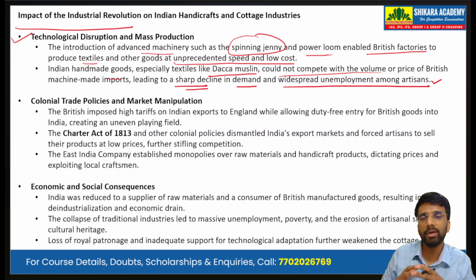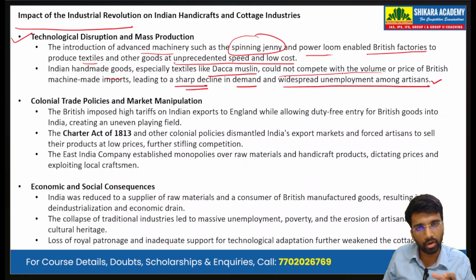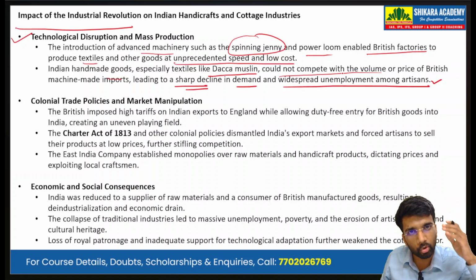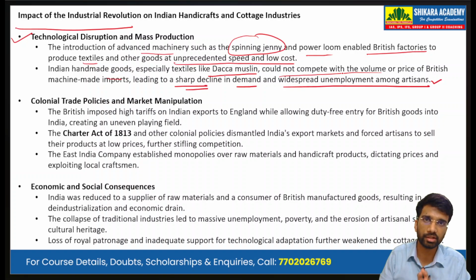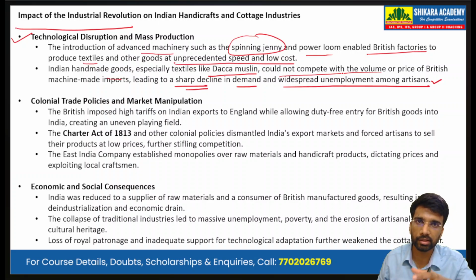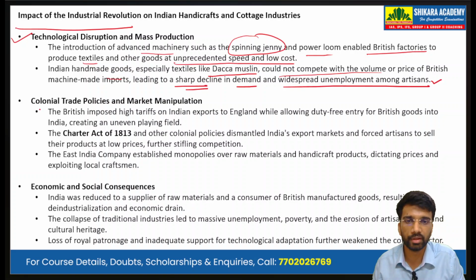So the Indian handmade textiles, like the Dhaka muslin, couldn't compete with the sheer volume and the low price at which the British were making these products and importing them into the Indian market. This resulted in a sharp decline in demand, which led to the unemployment of the artisans involved in these handicraft industries.